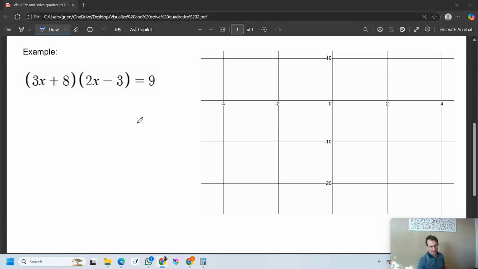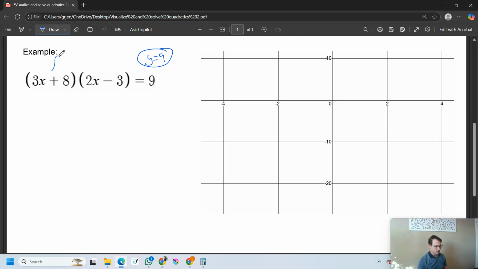It's Tutor Grant, and we're going to take a look at how we can use a visualization strategy to visualize this quadratic over here, and then imagine the line y equals 9 to verify our algebraic work that we're also going to do going down here. So the first step in visualizing a quadratic that's written in this form, where it's the product of two brackets, the product of two binomials, is to find our zeros.